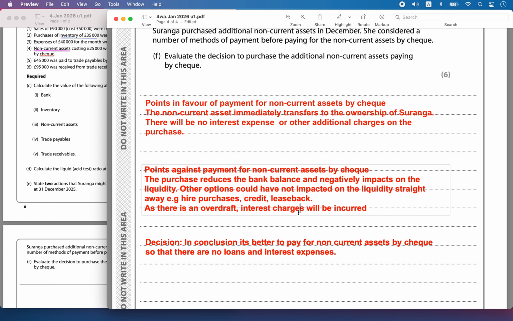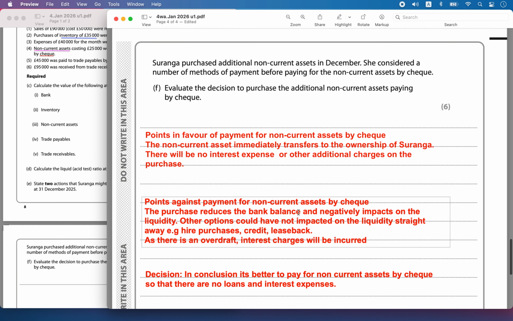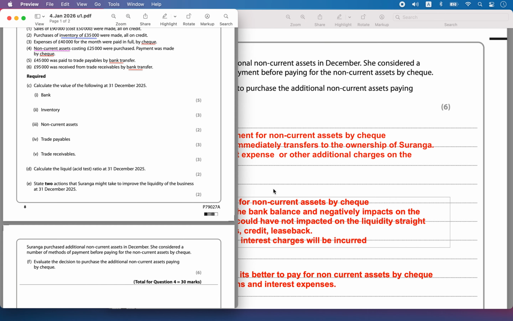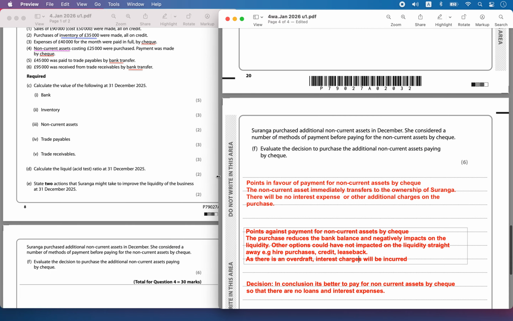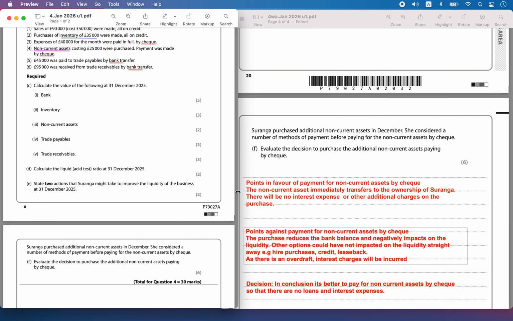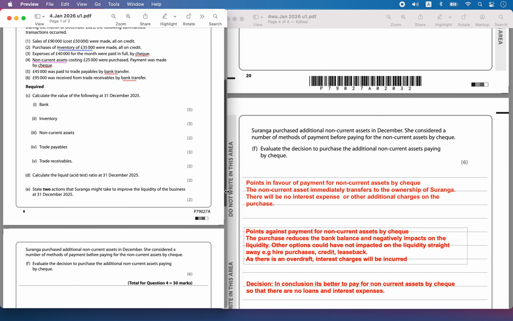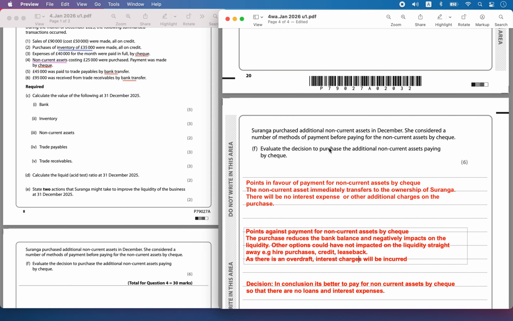So that means even if there is an overdraft, she has to work hard to make the business profitable and pay that back. So this is how you will answer to evaluate the decision. Okay, evaluate the decision to purchase either by paying by check or use other methods of payment.